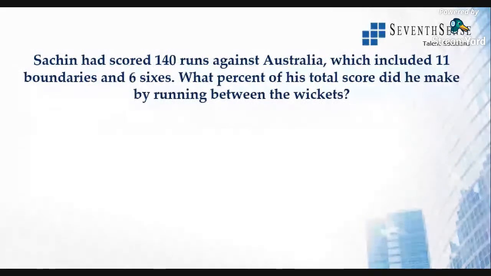And again, this is also a simple question. Sachin had scored 140 runs against Australia, which included 11 boundaries and 6 sixes. What percentage of his score did he make by running between the wickets?